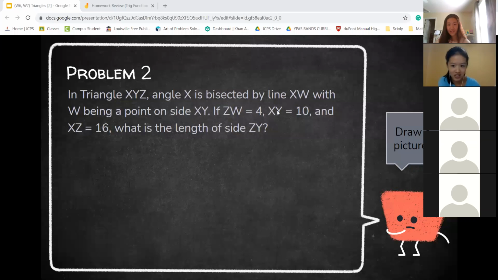Yeah, okay, let's reword that. Angle X is bisected by line XW, where W is a point on side YZ. And if ZW equals 4 and XY equals 10 and XZ equals 16, what's the length of ZY? I guess you could do ZY. Yeah, I think it's still looking for ZY.